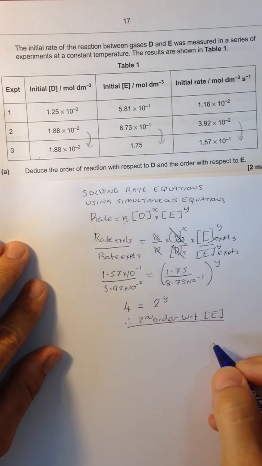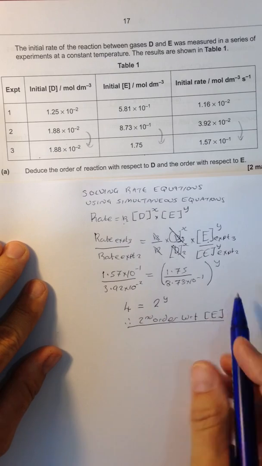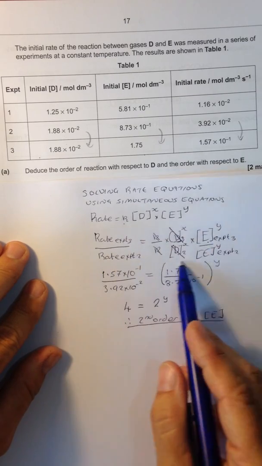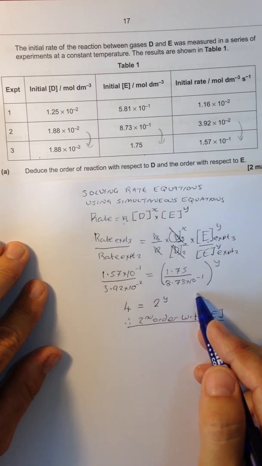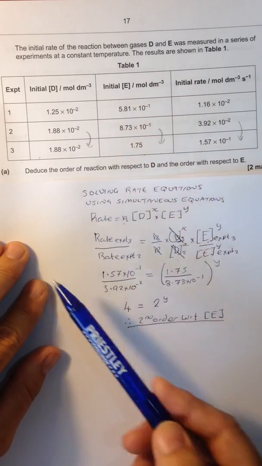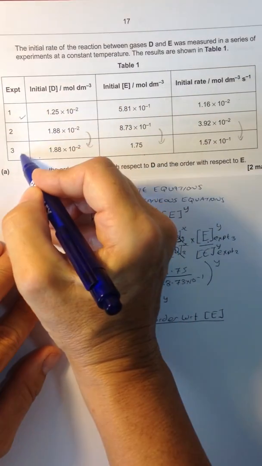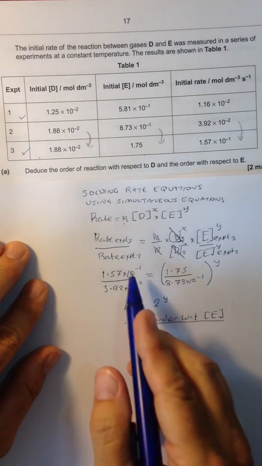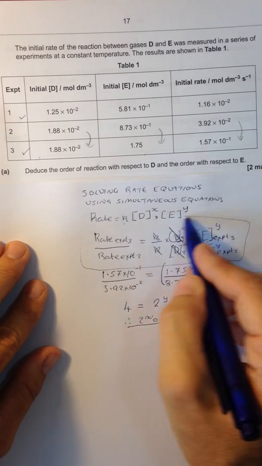What we can now do, now we've deduced that it's second order with respect to the concentration of E, is go back to our simultaneous equation again and choose two different experiments. You can choose any two experiments because the concentration of D and E are being varied. So for argument's sake, let's choose experiment 1 and experiment 3. We're going to substitute everything into this equation.